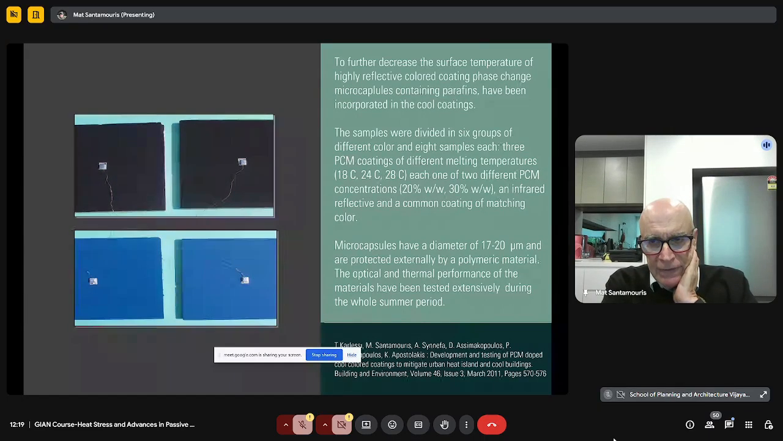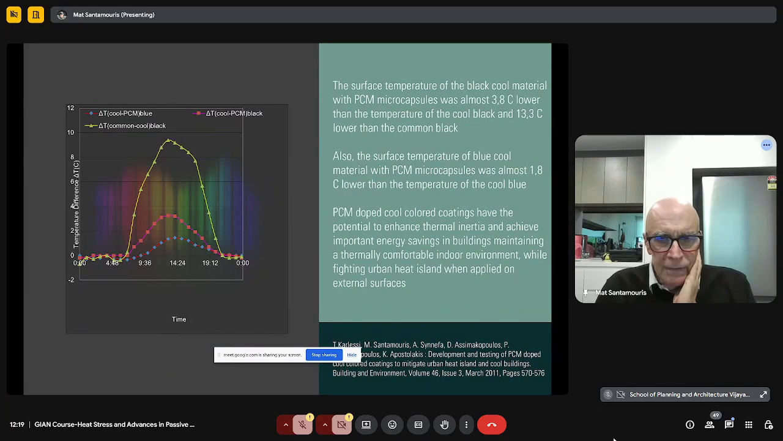By using PCM, phase change materials, we increase the capacitance of these materials so they can keep the heat inside their mass. These materials have been developed, and you see, for example, this is the ambient temperature tested, and this is the temperature difference of the conventional materials, and the temperature difference of the PCM materials.